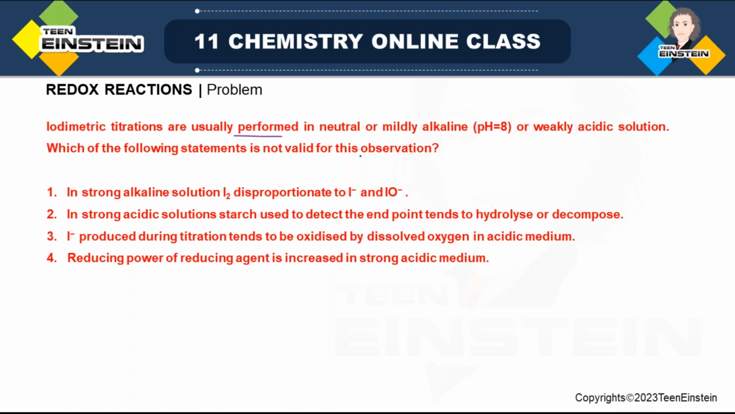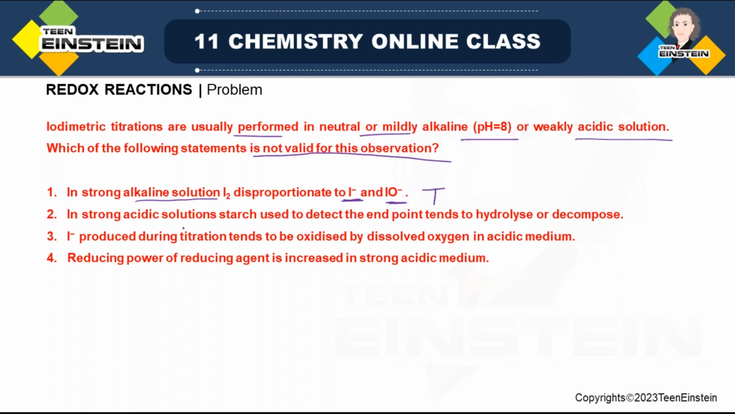Iodometric titrations are usually performed in neutral or mildly alkaline or weakly acidic solution. Which of the following statements is not valid for this observation? Which statement is not valid, I mean not related, or not true? The first statement says that in strong alkaline medium, iodine disproportionates to I minus and IO3 minus. So this is basically true, which we have just seen.